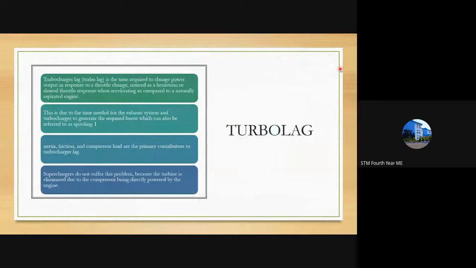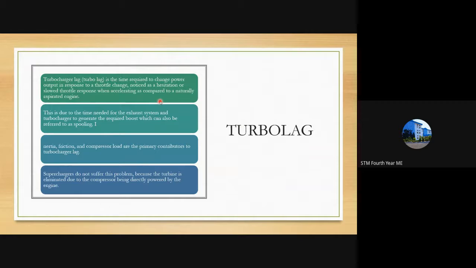Next is the turbo lag. So what is the turbo lag? I have explained it before. The initial starting of a turbocharger is very hard, as the exhaust gas has to be supplied at sufficient temperature and velocity for the turbocharger to start. Apart from that, turbo lag is the time required to change power output in response to throttle change, noticed as a hesitation or slowed throttle response when accelerating as compared to a naturally aspirated engine.